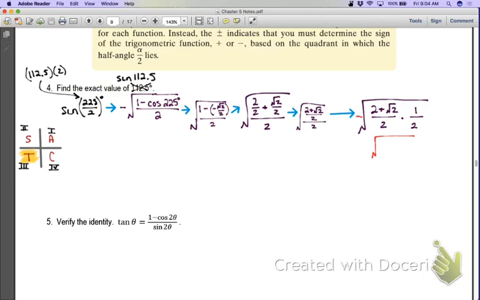Oh, I keep doing this. This should be a negative all the way out. I keep forgetting to put it out there. My fault. So then 2 plus the square root of 2 over 4 with the negative.